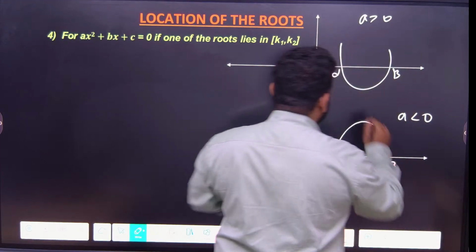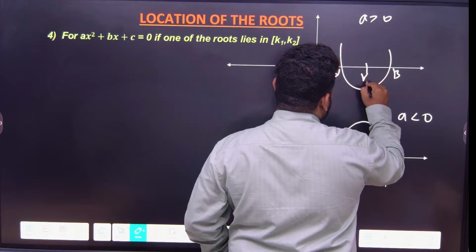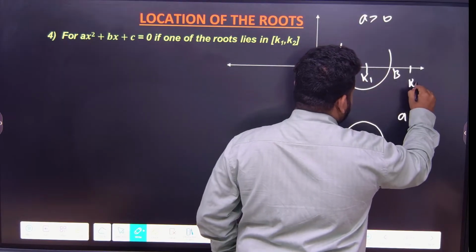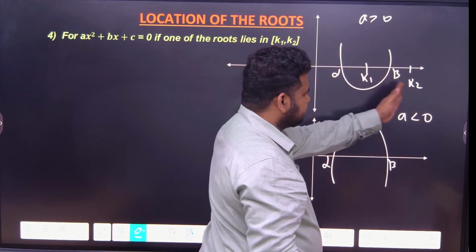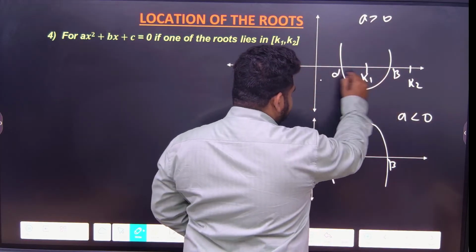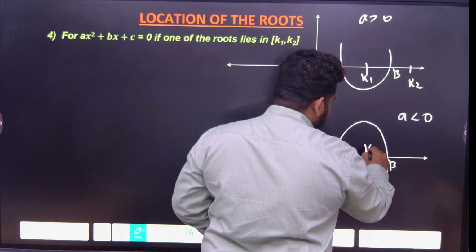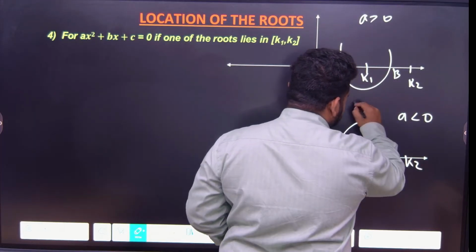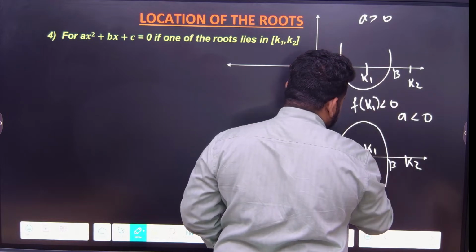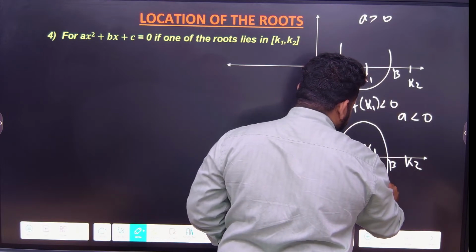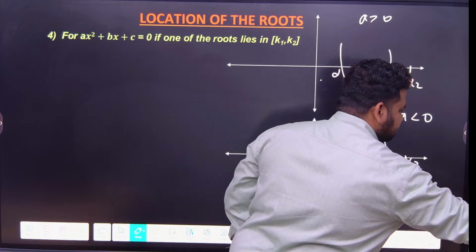See here, if I take this as k1, this is k2. It has to lie, means one of the roots should come in between here. Okay, it is coming between k1 and k2. Or if I take k1 here, it will come before k2. In both the cases, how it comes, don't worry. So f of k1 will be less than 0. Here also f of k1 will be less than 0.